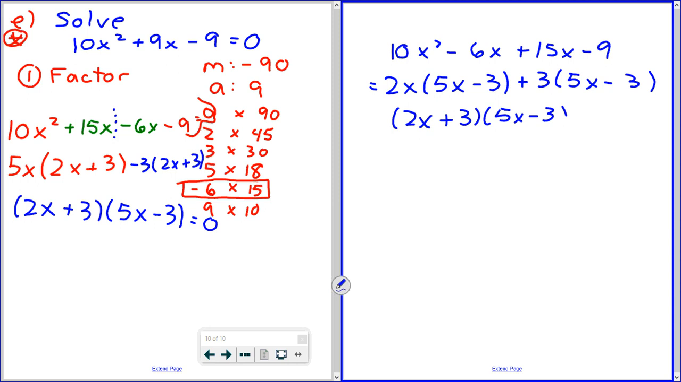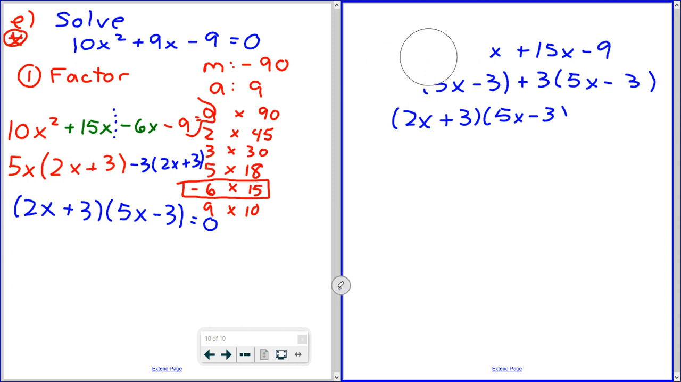So right, 2 times 5 is 10, 2 times -3 is -6, so that's a 5x minus 3. 3 times 5 is 15, 3 times -3 is -9. So that works. And 2x is 3 there, so 2x plus 3, 5x minus 3. Okay? Makes sense? I just didn't do that concept.